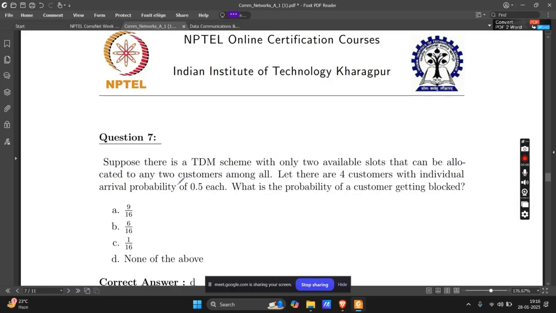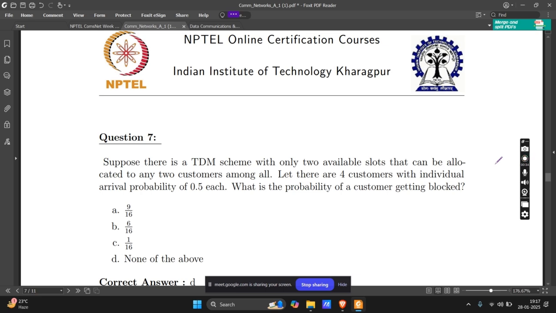If there are 2 slots and 4 customers, then 4 customers cannot of course be accommodated in 2 slots. Each of them is arriving with probability 0.5. So at a particular time there is a 50-50 chance that each customer will have a call request or not. So they have 0.5 probability of a call request.